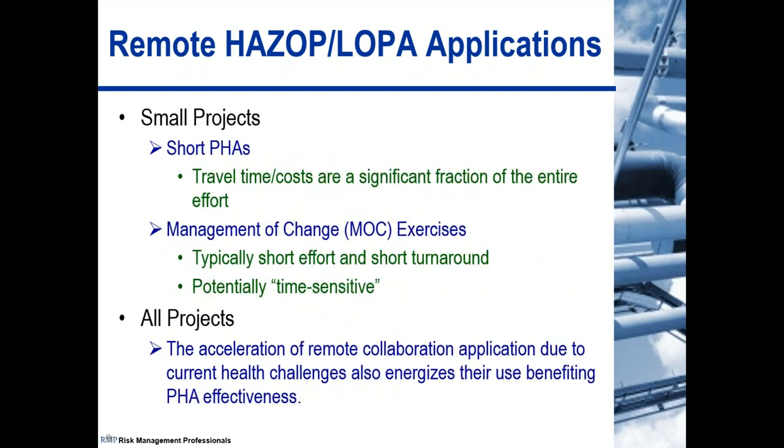Okay, so we talked about large projects. A lot of these improvements also work on short projects too. In fact, for short projects, if you're getting a team together and they have to travel, those travel costs and the travel time can be a significant fraction of the effort that you would put into a PHA for a short project. The ratio changes, so it's an even greater driving force for wanting to do remote collaboration. Also, if you're doing MOCs, a lot of these are very time sensitive. They may be needed right away to support plant operation, and also have fairly short turnarounds.